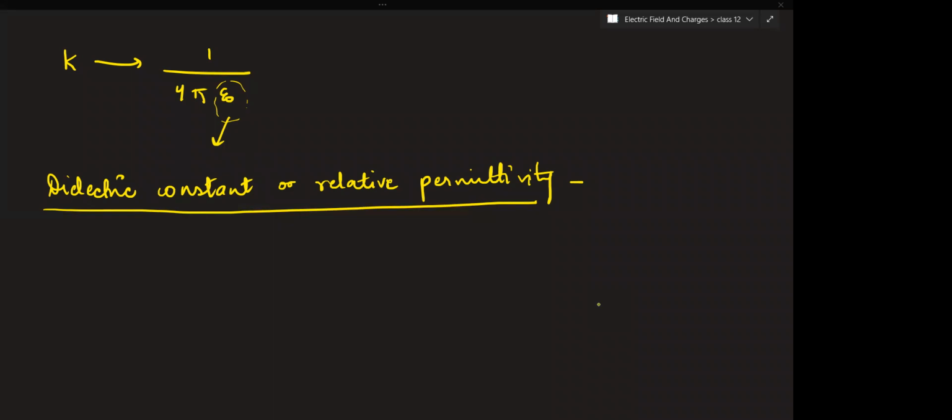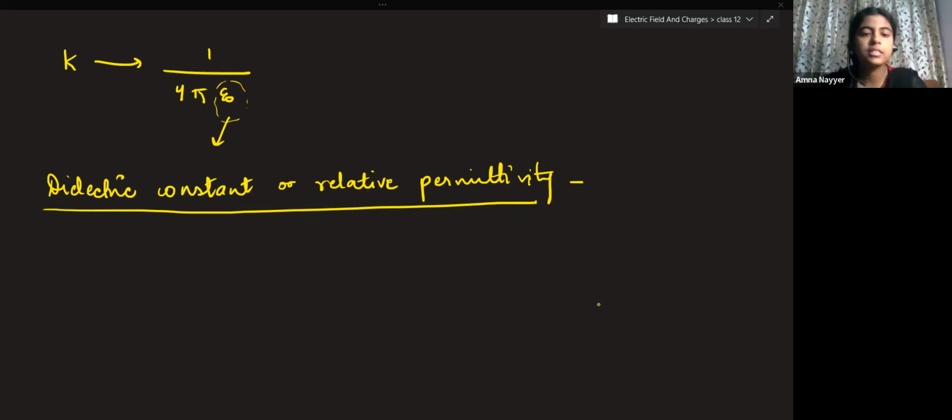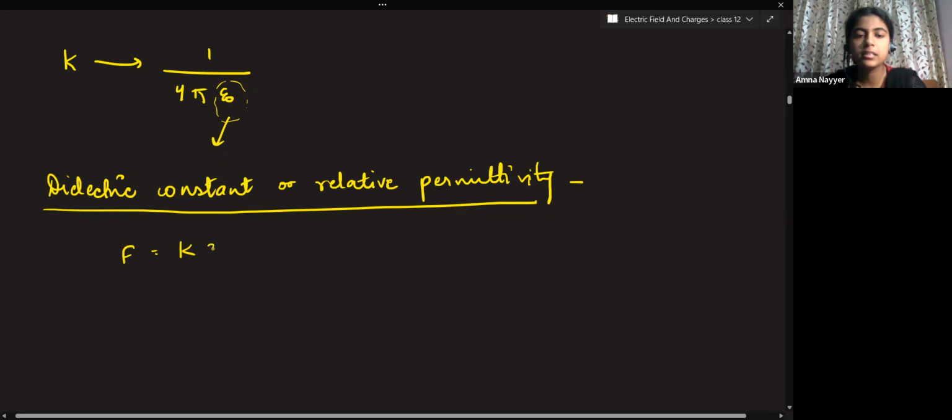Yes, ma'am. All right. So we were discussing dielectric constant or relative permittivity. See what is meant by permittivity. When two charges are placed in any medium other than air, the force between them is greatly affected. So permittivity is the property of the medium which determines the electric force between the two charges situated in that medium. For example, F is equal to K Q1 Q2 divided by R square.